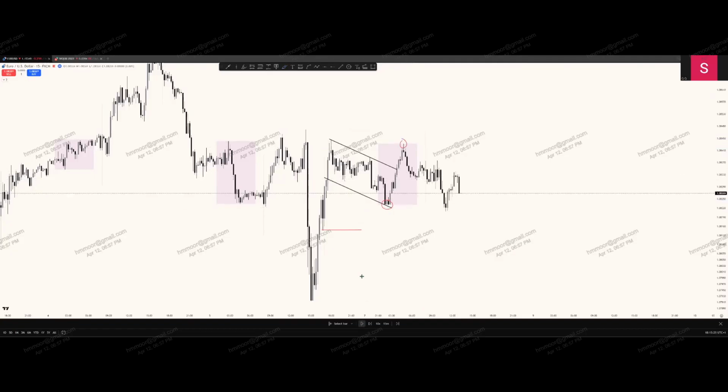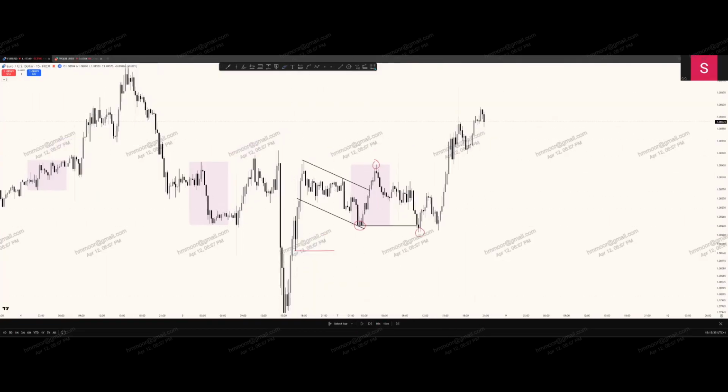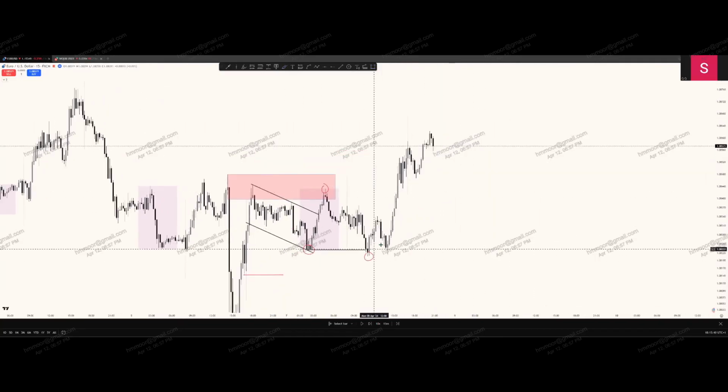What happens? Price breaks structure towards downside, creates a new low, and bam, you have a beautiful structure to play with, right? While live trading this.